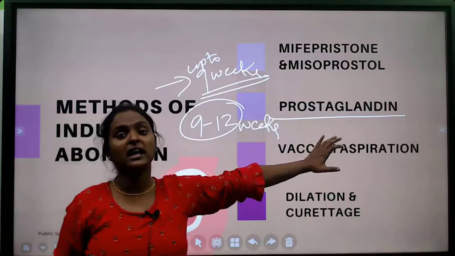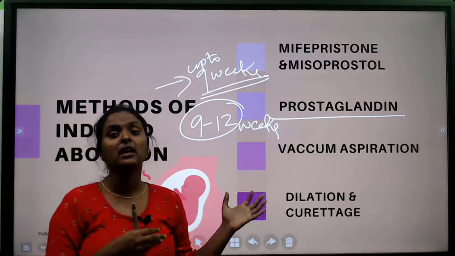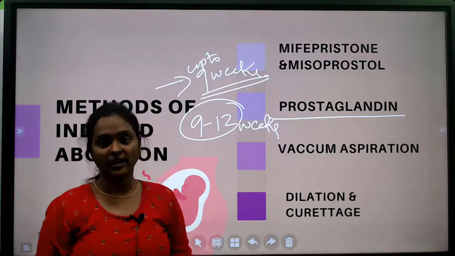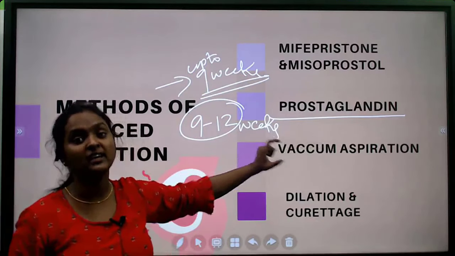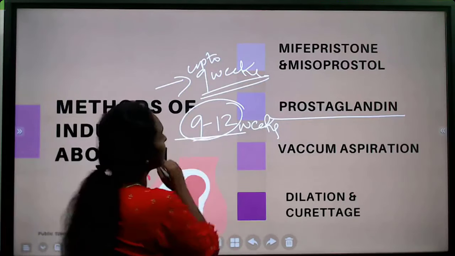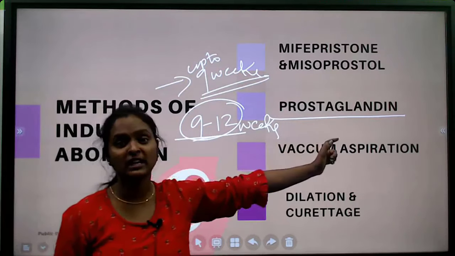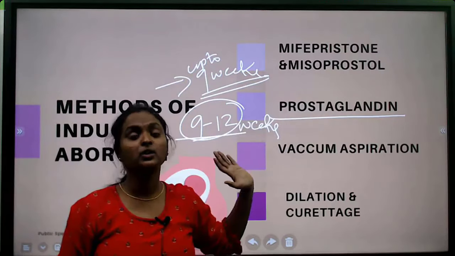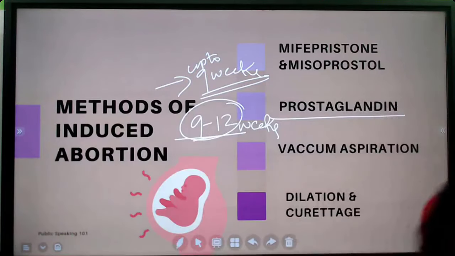This prostaglandin works as a vasoconstrictor, and it will also initiate uterine contractions. So we will give this prostaglandin orally to the pregnant mother between 9 to 12 weeks to terminate the pregnancy. Clear?